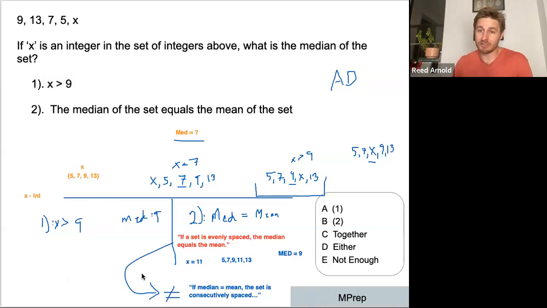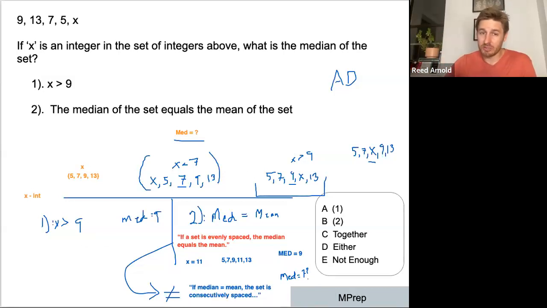That's affirming the consequent. There are other sets where the median can equal the mean. And that's what your job is. You have to think about that now. You have to actually say, okay, I know the median could be 9 and the set could be evenly spaced, but could I make the median 7? Can I make this set possible where the mean equals the median, where the mean is also 7?